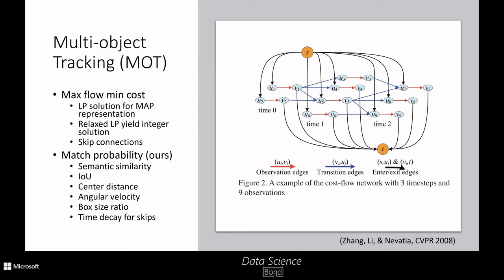So we took into consideration the semantic similarity given our pre-trained embeddings, the IOU between those bounding boxes in those frames, sorry, the distance between them, the angular velocity. Or should I say, if two examples are far away, the match should be small, and some character is less probable to do a far translation on the frame given a brief time difference. So this would be discouraged by the cost function. And additional examples are changes in the box size and time decay for skip connections.